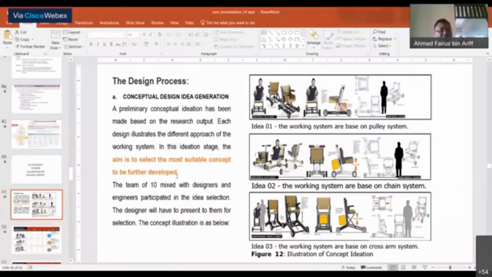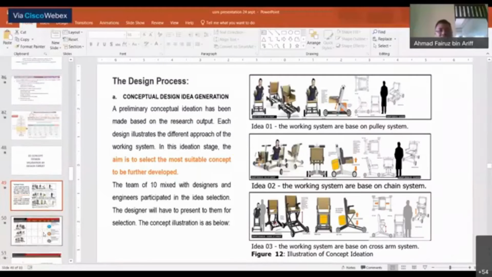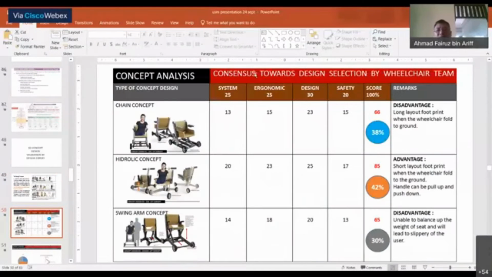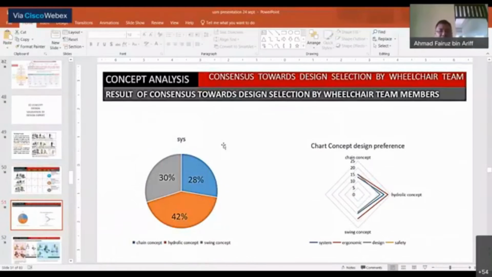The team of 10 mixed designers and engineers participated in this idea selection. The designs were presented to them, and the decision was made based on the consensus of the team on design selection. As you see, the hydraulic concept, number two, is what we are aiming for, based on the three ideations, which we can illustrate on this pie chart.